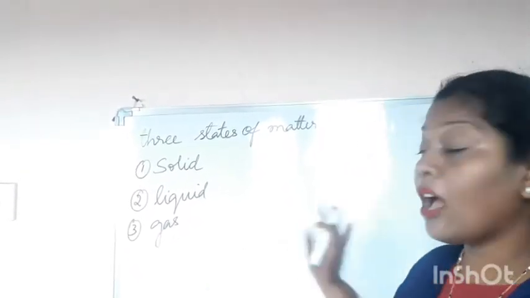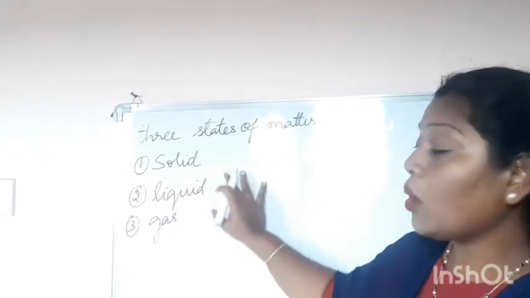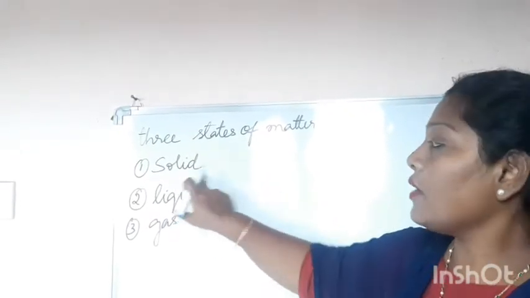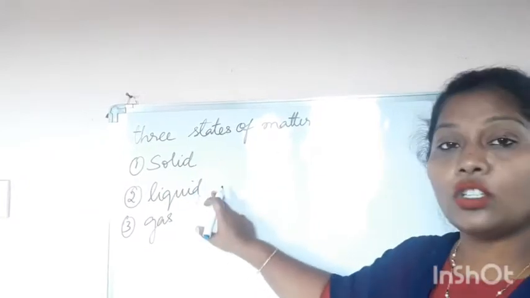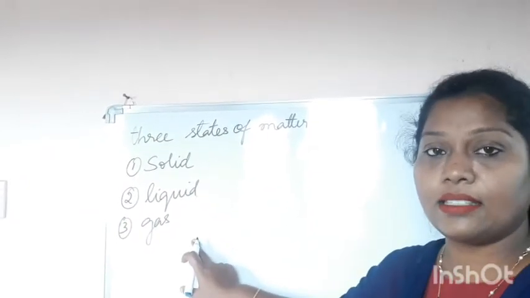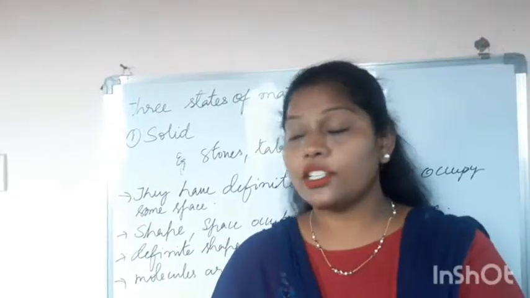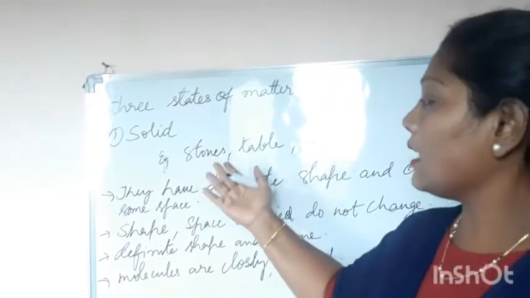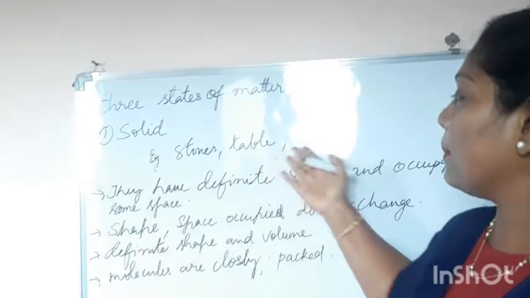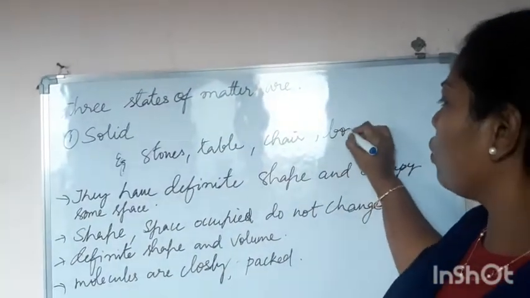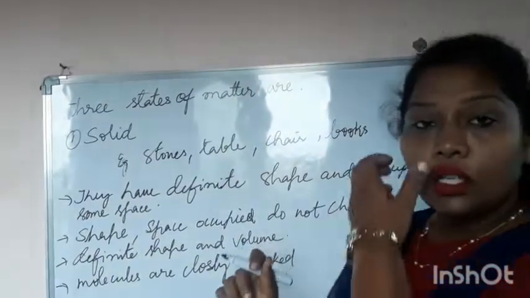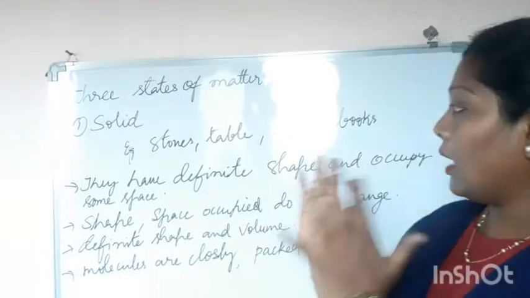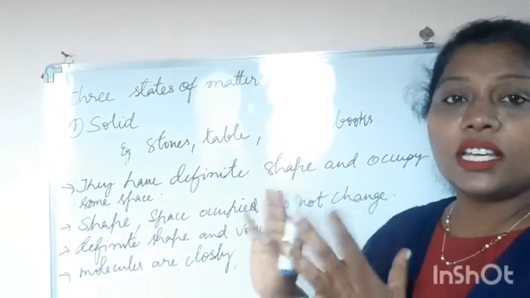So children, now let us learn about them individually. First we will learn about solids, then go to the liquids and the gases. Okay children, now we will talk about solids. Solids, take examples like stones, table, chair, books. You can go on adding. Whatever you can see, yes, physically you can see them.